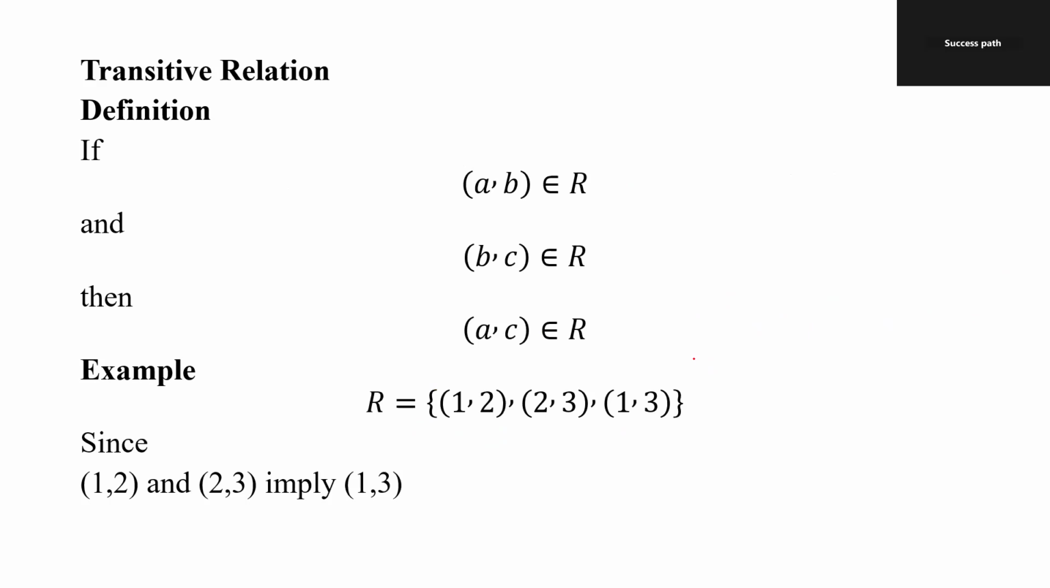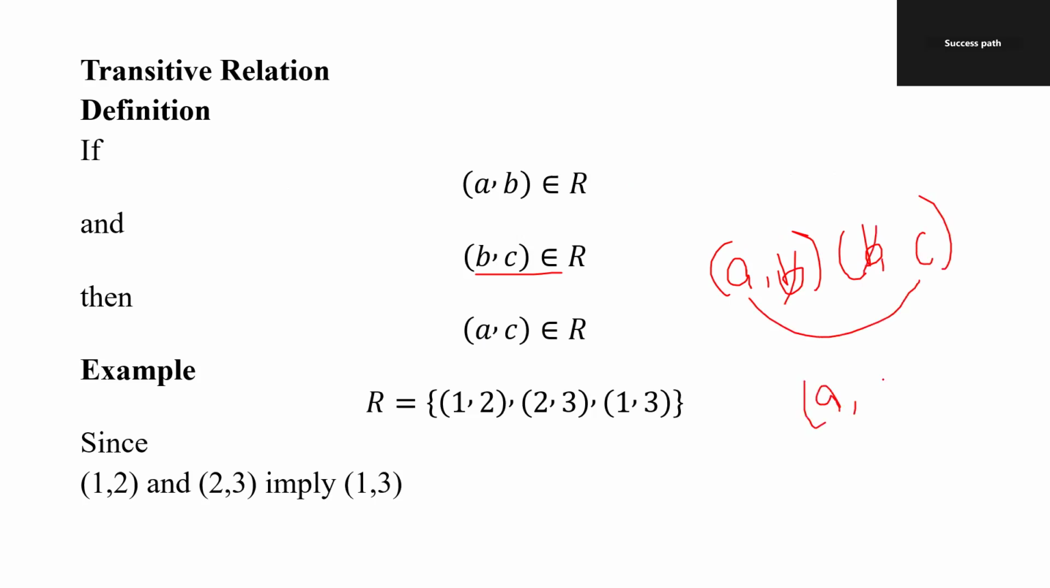Okay, transitive relation. For example, if (A, B) belongs to R and (B, C) belongs to R, then I will get (A, C) also. That means from (A, B) and (B, C), it implies (A, C). This is the answer we will get.